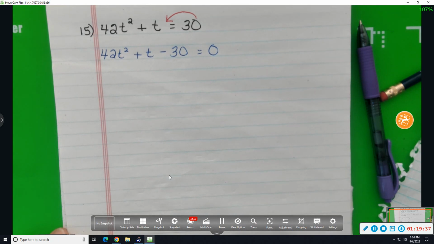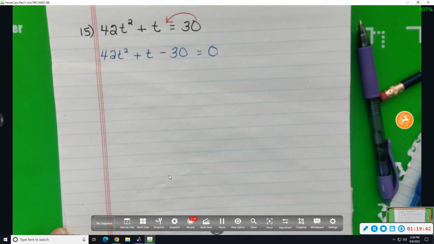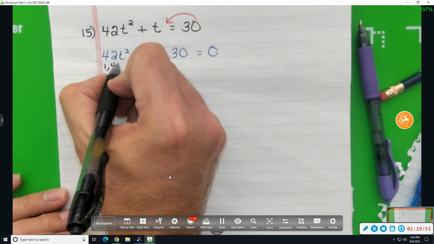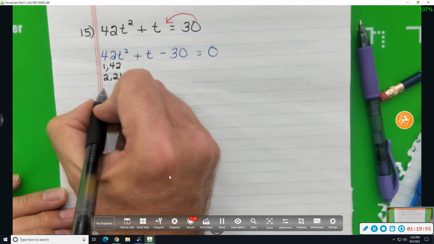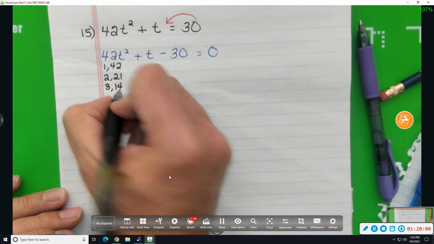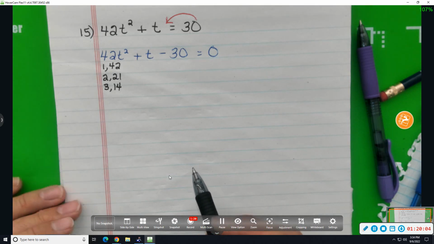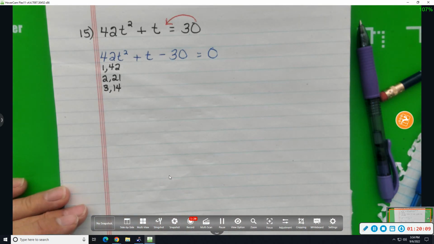Oh gosh. The second sign is minus, so that's going to be a plus and a minus. Let me just go ahead and write out the numbers that multiply together to give 42 and 30. Don't help me on this. 1 times 42, 2 times 21. Let's see, I think 3 goes into 42. 3 times what? Is that 14? And there's one more pair. Oh, wait, I told y'all don't help me. 6 times 7?